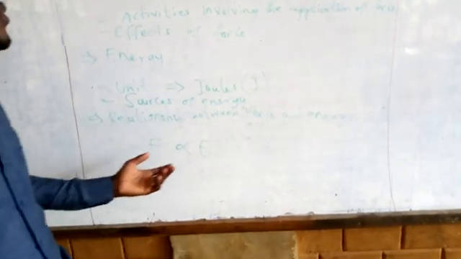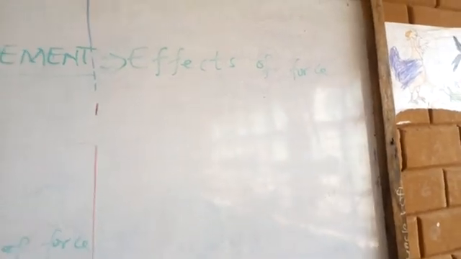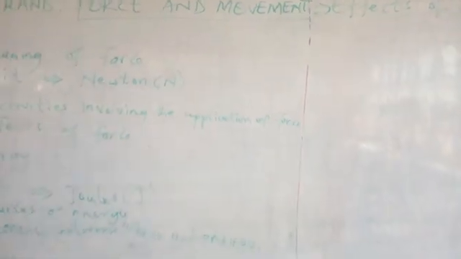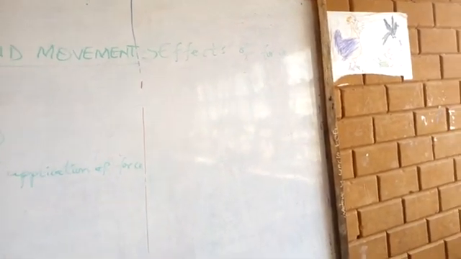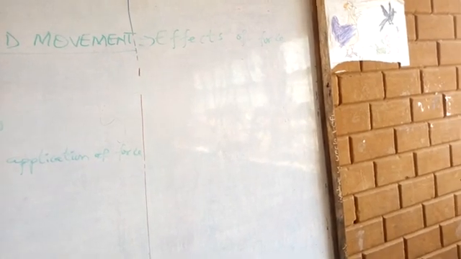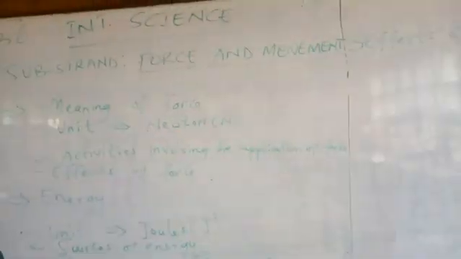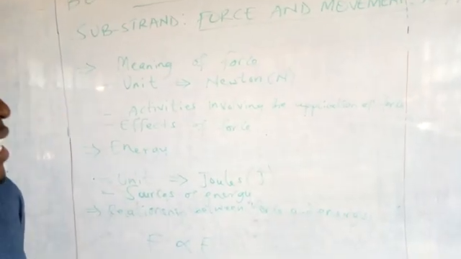So we'll come here. We want to know the effects of force, as I've already mentioned. Force can change a stationary object to move. Force can make a moving object stop. Force can cause an object to be deformed and can cause a deformed object to regain its original shape and size.